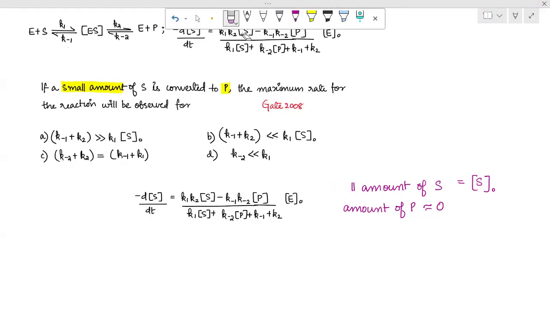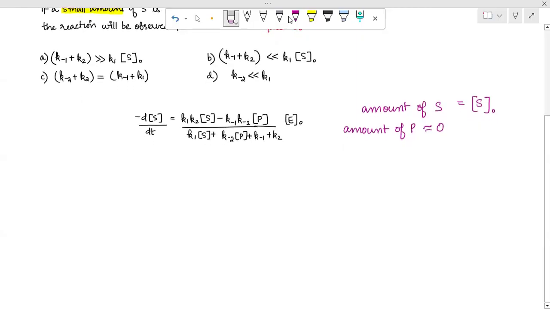I hope you have understood this. That means in the question, they have given that only a small amount has been reacted to form the product. So we'll assume that the product formed is nearly 0. And the amount which is there left of the substrate is still initial concentration of the substrate, which is S naught. Okay. So we'll use this assumption in order to solve this. Now let's put these values in this equation.